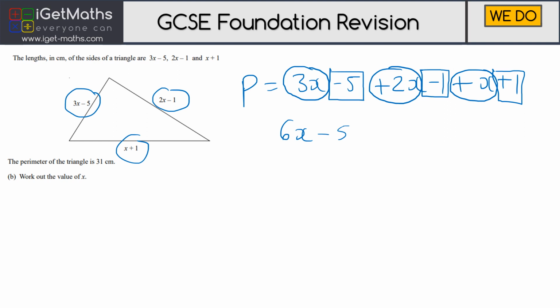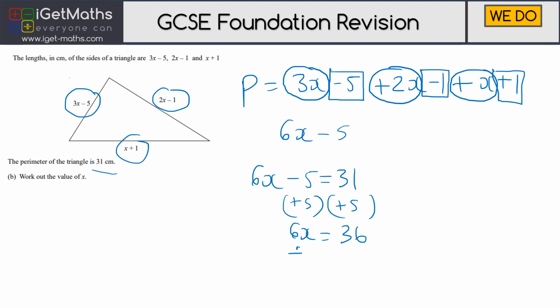And we've been told the perimeter is 31. So we've got 6x minus 5 equals 31. Now we've just got to solve an equation to find out x. So if we plus 5 on both sides, that now gives us 6x is equal to 36. Now if we divide by 6 on both sides, that will give us x equals 6. And you're done.